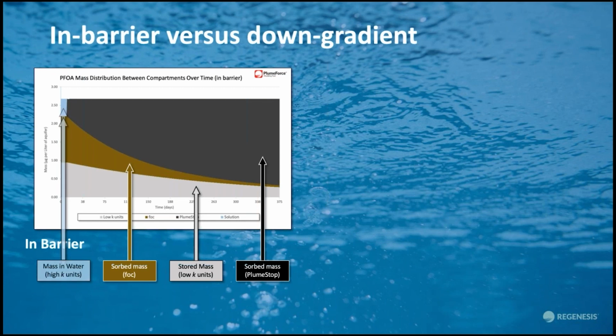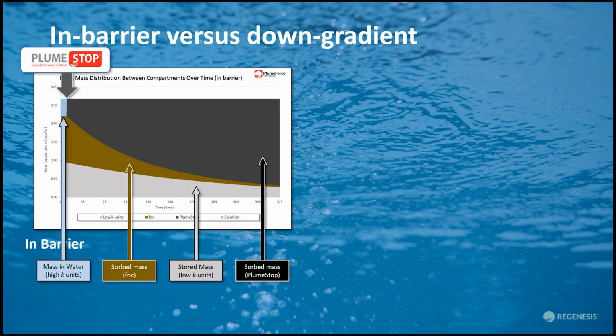We can see that initially, for the first 10 days or so of the model period, the PFOA was distributed between the dissolved phase in the groundwater, the sorbed mass on the FOC, and the stored mass in the low K units. The mass in the groundwater is only about 10% of the total mass in this unit. Like the submerged part of an iceberg, the balance of the mass is in the hidden compartments. It's sorbed to the soil, brown, or soaked into the silts and clays, grey.